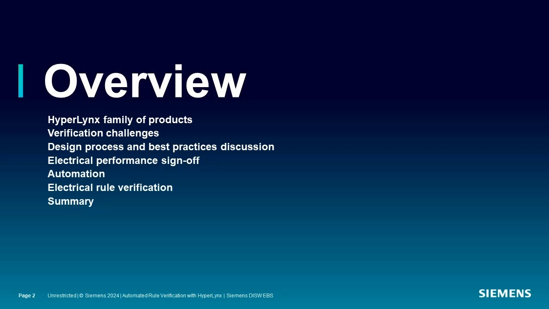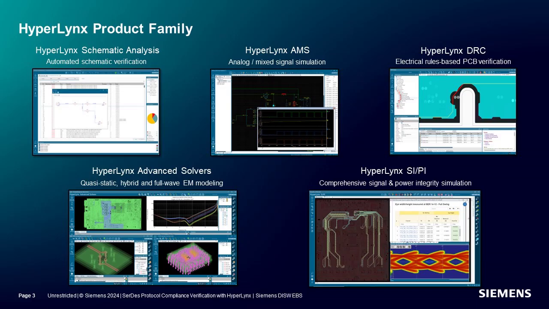As you may know, Hyperlinks is a family of products that includes Hyperlinks Schematic Analysis, Hyperlinks AMS, Hyperlinks DRC, Hyperlinks Advanced Solvers, and Hyperlinks SIPI. Hyperlinks Schematic Analysis does automated verification of a PCB schematic. You can find and resolve errors in your schematic before you start simulating, ensuring that the time spent modeling and simulating is time well spent.